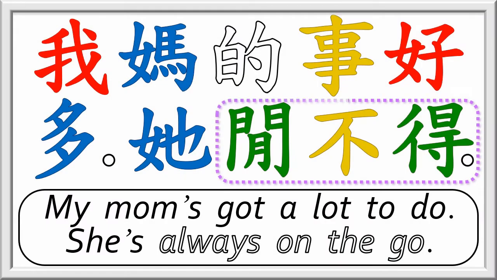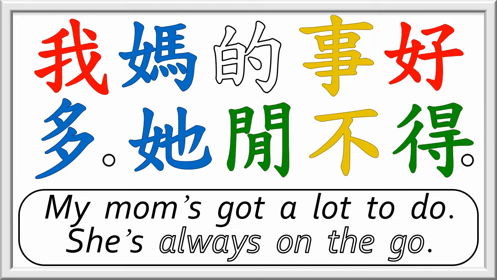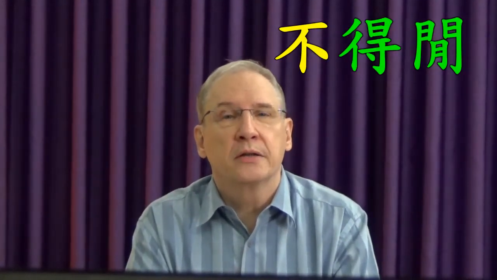Our first example is 我妈的事好多，她闲不得。My mom's got a lot to do. She's always on the go. Remember, 不得闲 from lesson 35 means to not get any leisure or rest. By changing the order from the actual to the potential form 闲不得, it implies that, try as she might, she's unable to get any rest.